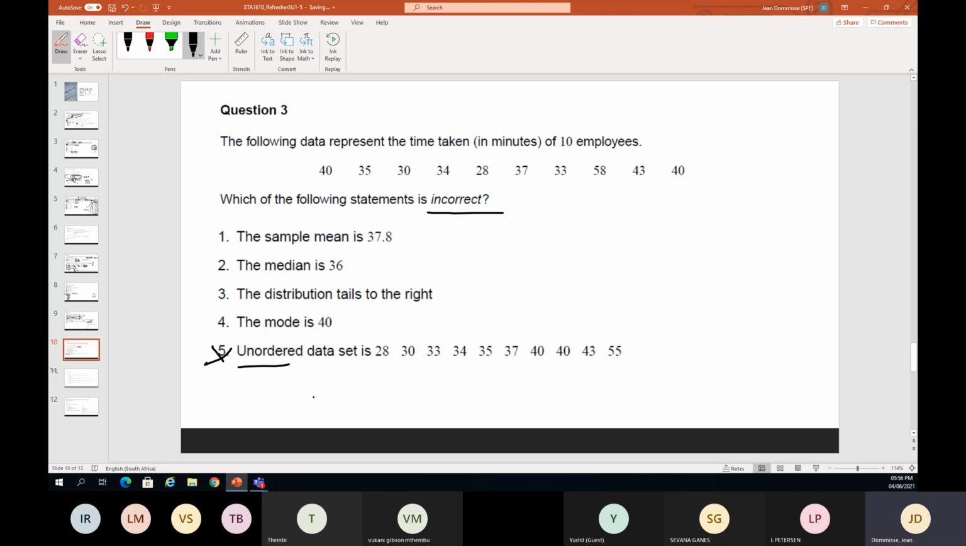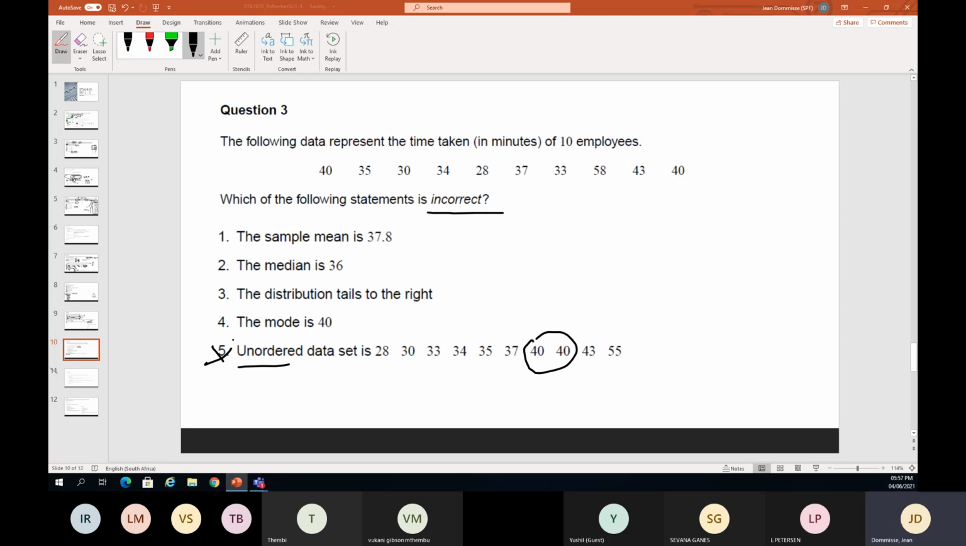Can it be that easy that we don't need to work out all of the others? Okay, so that is for ordered data and not unordered. So option 5 is incorrect, but I'm going to use this to nearly answer some of the other ones. So let's look at the mode.